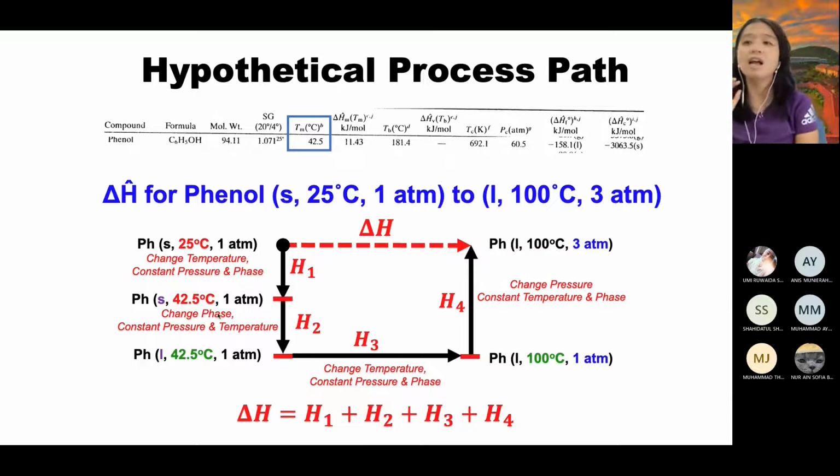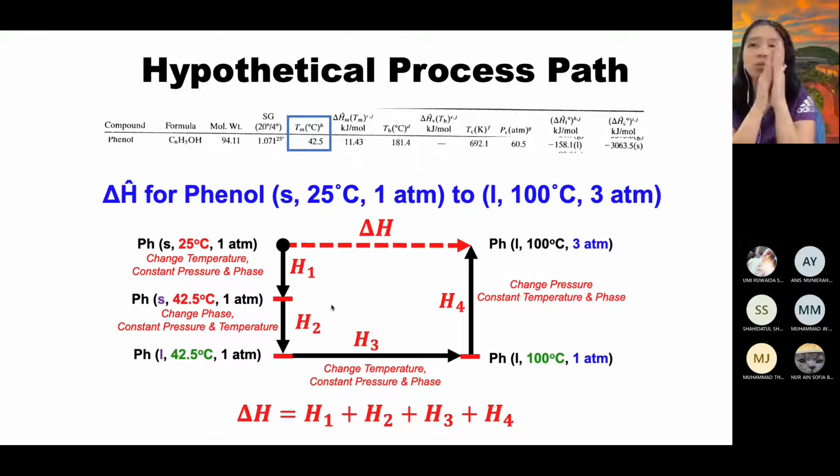Next, bila phenol saya dah at my melting point, baru dia boleh bertukar fasa. So the second path, kamu nampak daripada phenol solid menjadi phenol liquid. Sebab dia dah capai melting point, dia bertukar fasa. So the second path akan menjadi from solid 42.5, 1 atm to phenol liquid 42.5, 1 atm. So dia akan menjadi entalpi H2. H1 untuk kira entalpi naik kepada melting point. H2 adalah entalpi apabila dia berubah fasa.